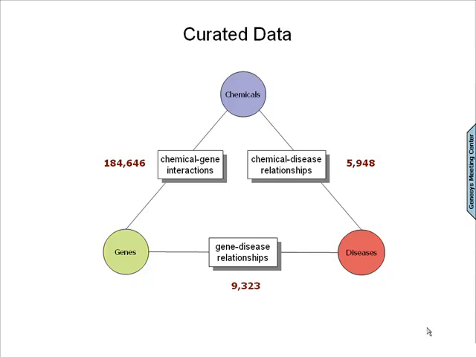So right now, the state of our curated interactions, we have over 180,000 chemical gene interactions that are curated from the literature, almost 6,000 chemical disease relationships, and almost 10,000 gene disease relationships. And in addition to that, this is just our curated relationships. Our actual gene, chemical, and disease sets are quite large, and have other associated integrated data connections, but not necessarily manually curated associations.